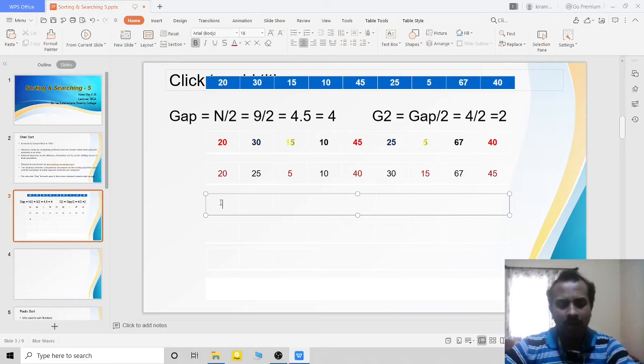So what I have to do? I have to exchange them, right? 20. Now compare 20 with the 40. Whether 40 is greater? Yes, 40 is greater. So you need not change anything.